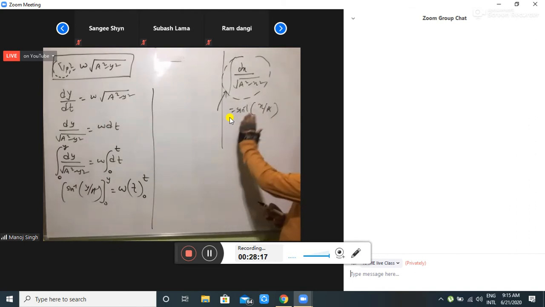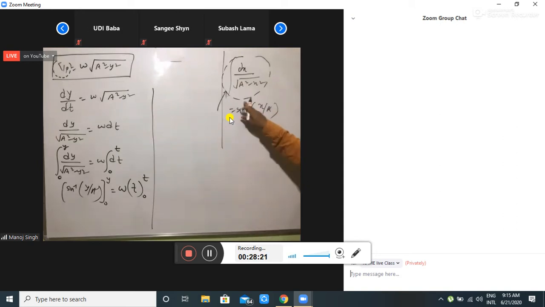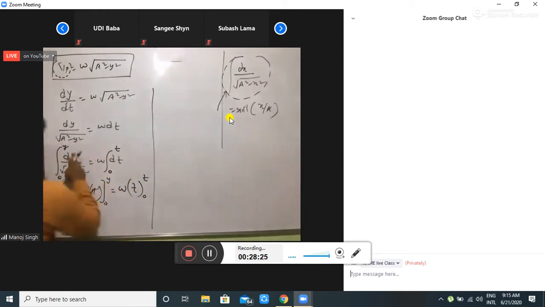We can learn it directly now. So integration of dx by root over a square minus x square is equal to sine inverse x by a. That part we can apply here. The integration of dy by root over a square minus y square is equal to sine inverse y upon a. Limit of the displacement is 0 to y, and it is equal to omega dt. Integration of dt is equal to t. Limit of the time is from 0 to t.